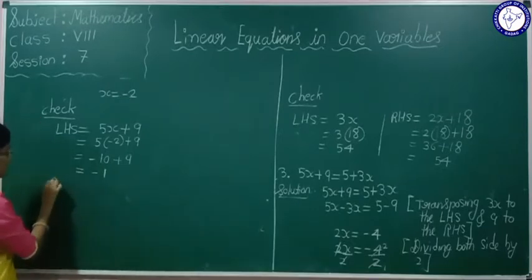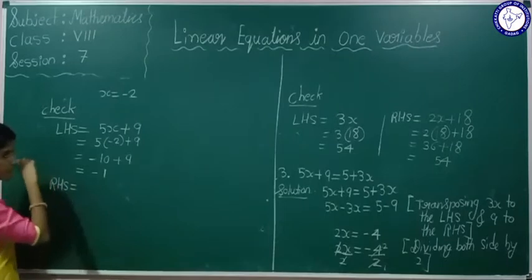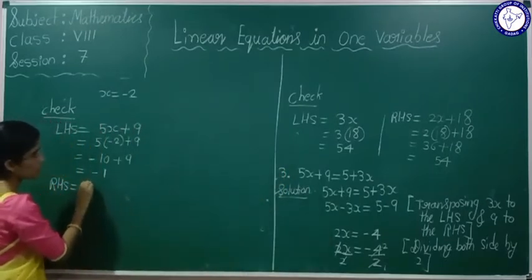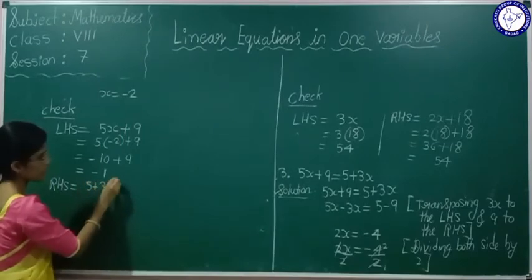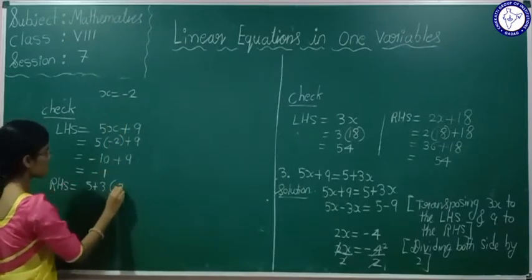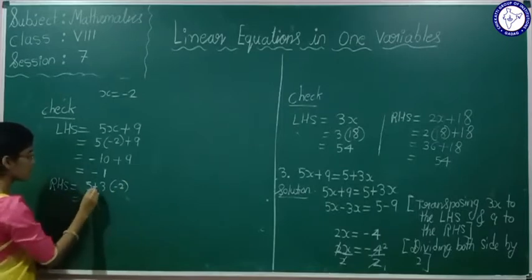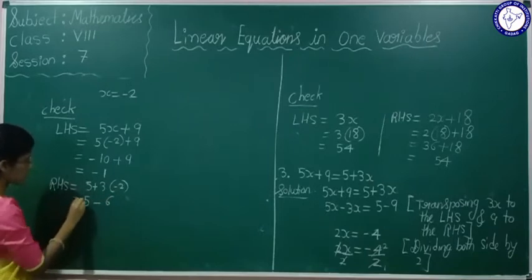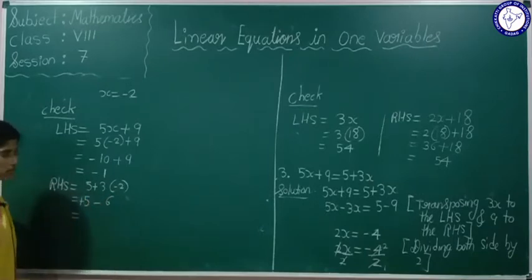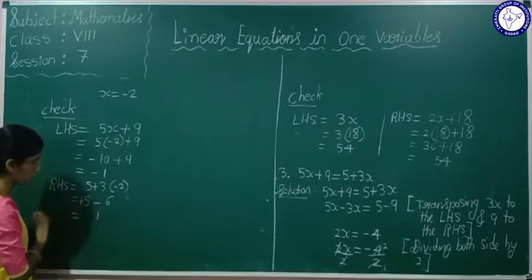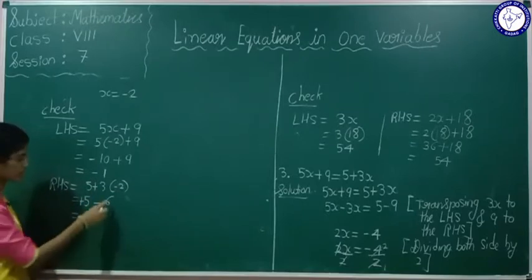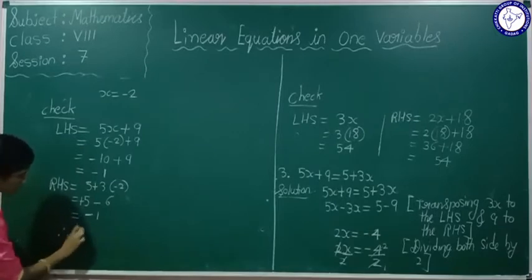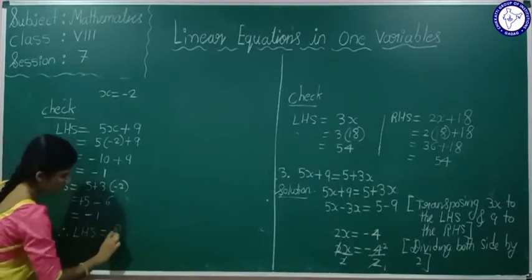Now substitute the x value in RHS and see. 5 plus 3 of the x value we got, minus 2. 5 plus minus is minus. 3 2s are 6. Here plus minus is what? Minus. 6 minus 5 is 1. Which is the bigger number? 6. 6 has the minus sign. Therefore it is minus 1. Therefore LHS is equal to RHS.